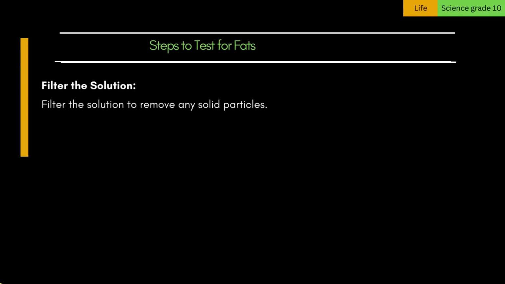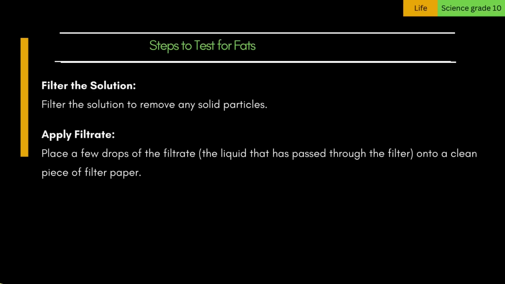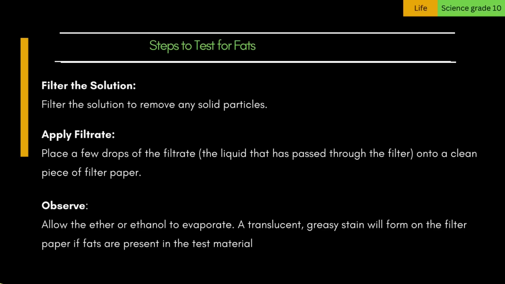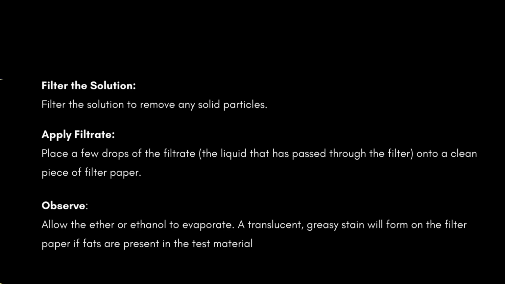4. Filter the solution. Filter the solution to remove any solid particles. 5. Apply filtrate. Place a few drops of the filtrate, the liquid that has passed through the filter, onto a clean piece of filter paper. 6. Observe. Allow the ether or ethanol to evaporate. A translucent, greasy stain will form on the filter paper if fats are present in the test material.